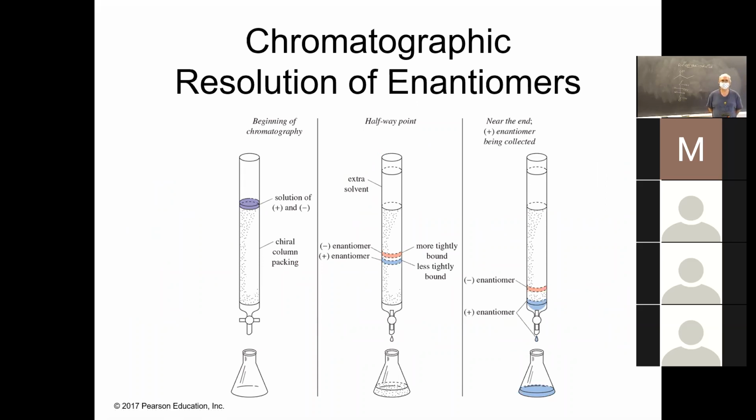Column chromatography. This is what you're doing in lab tomorrow. It is possible to separate enantiomers using chromatography. You have to use a special stationary phase, one that actually has chiral groups bonded to the silica gel or the alumina, the solid phase, that will bind one enantiomer more tightly than the other.